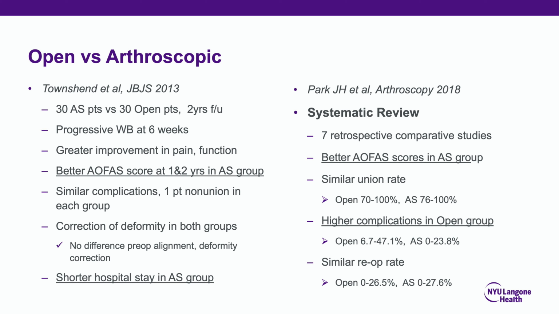When we compare arthroscopic versus open procedure, we can see that there are better AOFAS scores at 1 and 2 years in the arthroscopic assisted group, and shorter hospital stays. There are higher complications, as you would expect, in the open group, and once again, better AOFAS scores in those treated with the arthroscopic assisted.